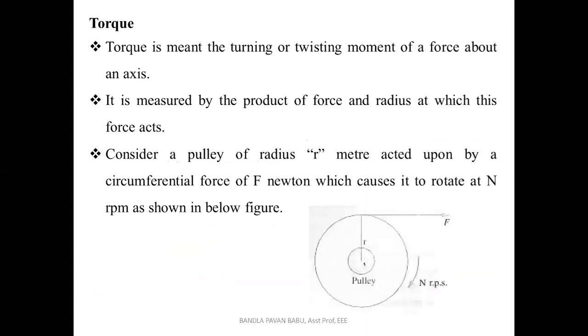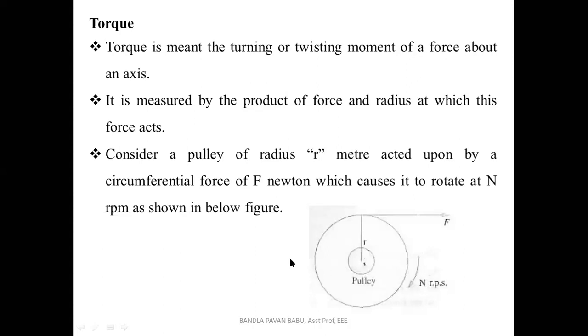Earlier we have studied in our physics subject likewise. Okay. So torque is meant that the turning or twisting moment of force about an axis. So it is a turning or twisting moment, and it is measured by the product of force and radius at which this force acts. So look at this diagram. So it is measured by the product of force and radius.